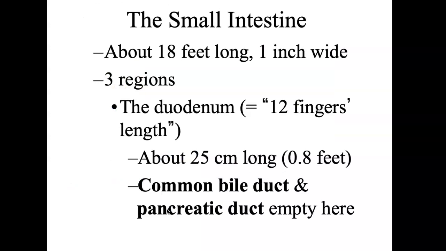Okay, let's move on to the small intestine. This is about 18 feet long. It's a long thing, about 1 inch wide, and it has 3 regions. The duodenum, sometimes called the duodenum. You can say it either way because it's Latin, so we're allowed to say it however we wish. Duodenum or duodenum. And that means 12 fingers. So it's about 12 fingers in length if you put your palms out like this, 12 fingers, and not very long.